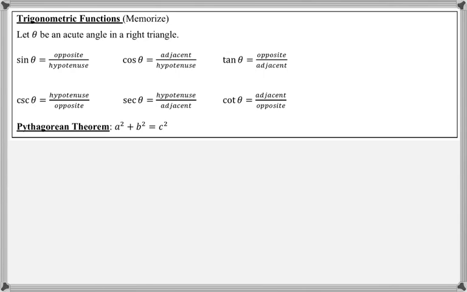So the sine of theta is equal to the opposite over hypotenuse. Cosine of theta is equal to adjacent over hypotenuse. Tangent of theta is equal to opposite over adjacent. And then the other ones are the reciprocal, so you would flip all of your ratios. So you probably learned the phrase SOHCAHTOA, and that's really a way to remember that sine is opposite over hypotenuse, cosine is adjacent over hypotenuse, and tangent is opposite over adjacent. And then we also have the Pythagorean Theorem.